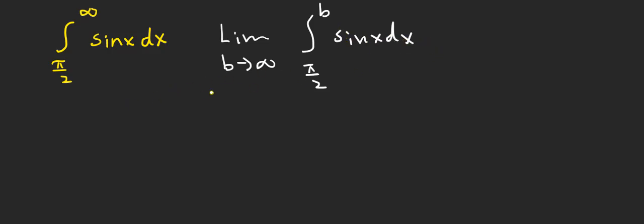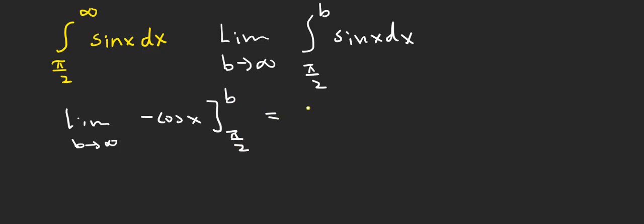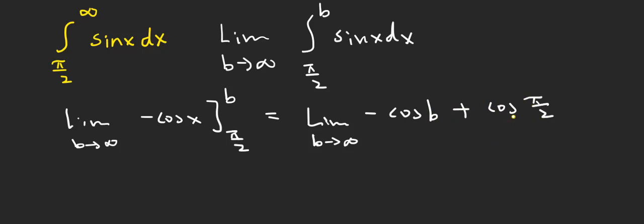The antiderivative of sine x is negative cosine x from pi over 2 to b. And this is the same thing as the limit as b goes to infinity of negative cosine of b plus cosine of pi over 2. And you know that cosine of pi over 2 is 0. So you end up getting the limit as b goes to infinity of negative cosine of b.